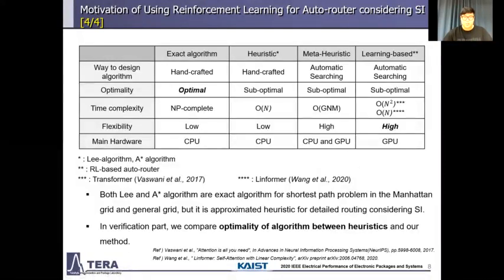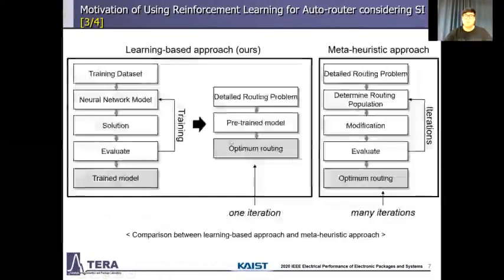Let's see a specific comparison of various algorithms. First, exact algorithm guarantees optimal solution, but it is NP-complete, so impossible to use. Then we must use approximated solution algorithms. In this research, we compared these heuristics and learning-based method in terms of optimality. Because of the main hardware usage, heuristic uses CPU and learning-based method uses GPU, it is difficult to find a fair setting to measure speed. That's why we provide time complexity analysis. As I said before, learning-based method is faster than meta-heuristics because of this.